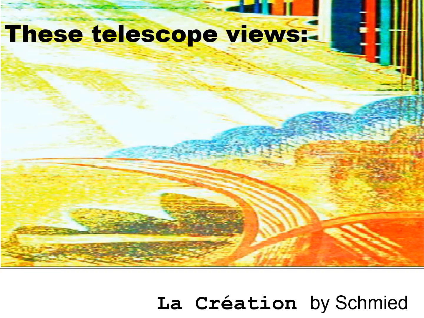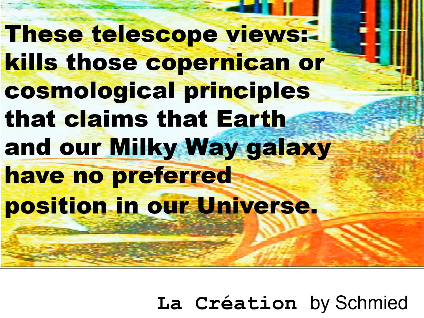All these telescope views kill that mathematically assumed Copernican or cosmological principle that claims that our very slow Earth and our Milky Way galaxy have no preferred position in the distribution of galaxies in our universe. Further, as we have shown, we have 5 very sophisticated telescope views of our universe, eliminating any assumptions of optical illusions or homogeneity.